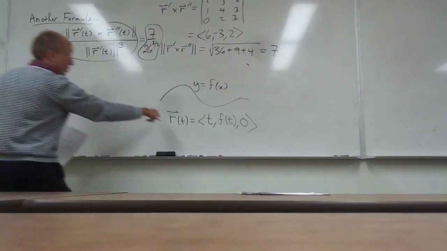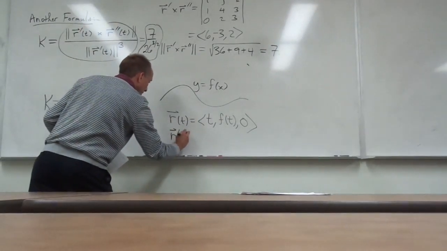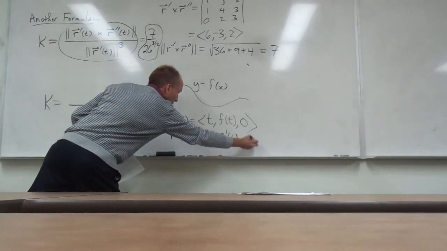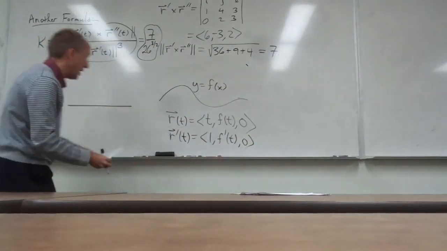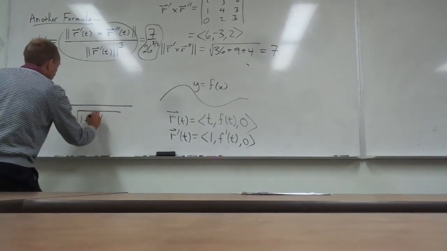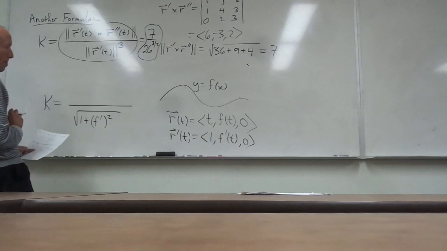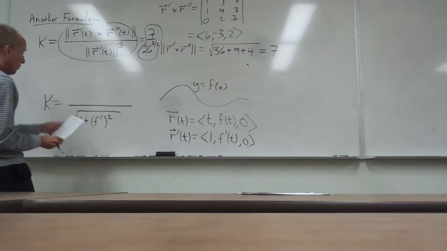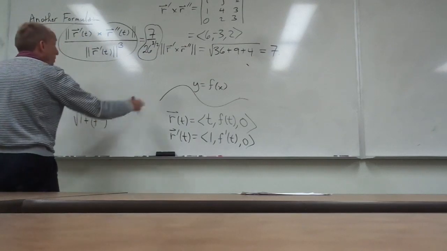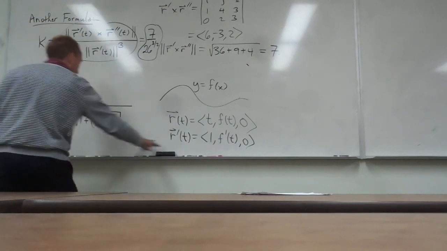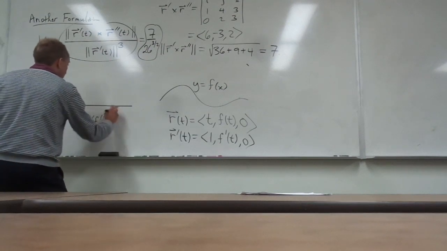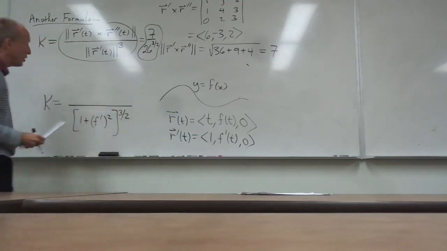Let's just derive it here. The derivative is 1, f prime of t, and 0. If I take the norm of that, I'll get the square root of 1 squared plus f prime squared plus 0 squared. And then I have to cube that, so it's actually going to be the 3/2 power. It's a square root, but then we have to cube it.